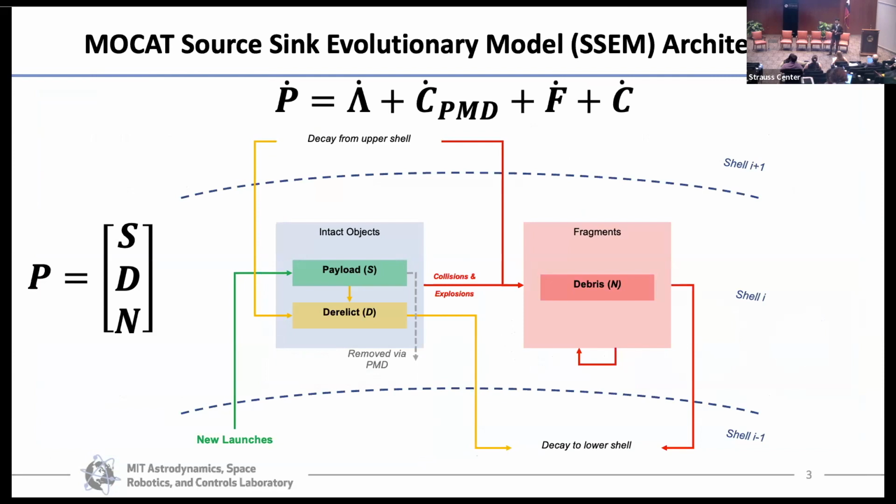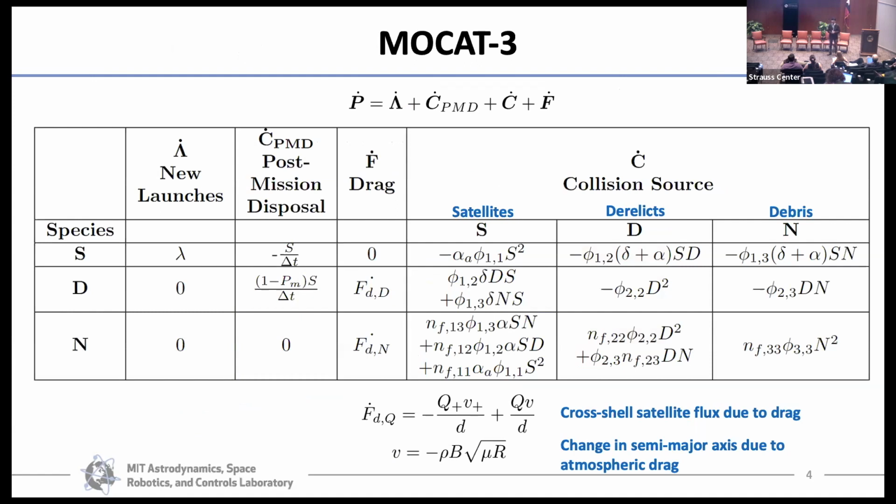The P dot, the changes to all these variables, will depend on things like launch, things like PMD, or post-mission disposal. Do they fail? Then the payloads will become derelicts. F for drag, atmospheric drag, and C for collisions. So you can see how they interact here within one shell. And you can imagine you have multiple shells until you reach the end of the LEO regime that you care about. Of course, this could be extended into other orbital regimes, but the ones that we're looking at currently are the LEO satellites.